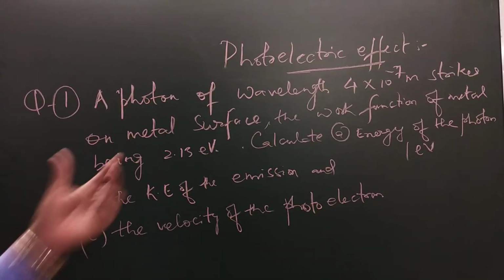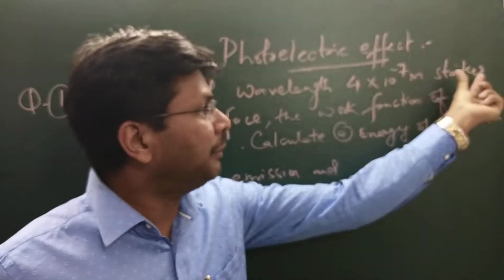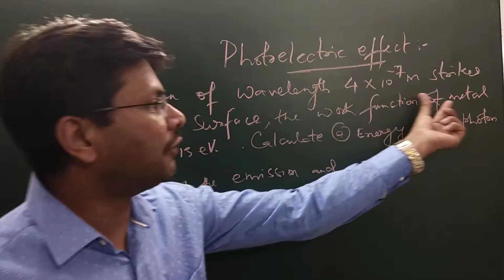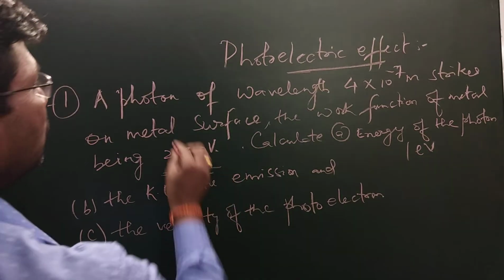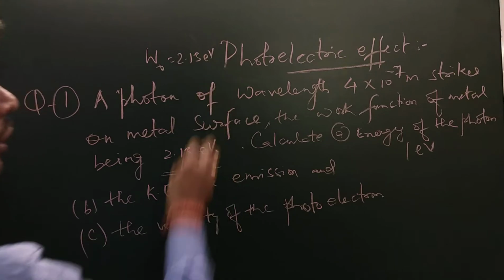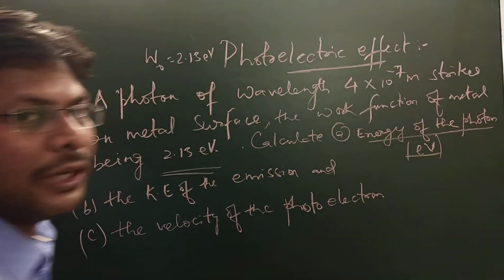Now let's solve this numerical. A photon of wavelength 4 into 10 to the power minus 7 meter strikes a metal surface. The work function of the metal is given in electron volt, 2.13 electron volt. They are asking first for the energy of the photon. So how will you find the energy of the photon in electron volt?